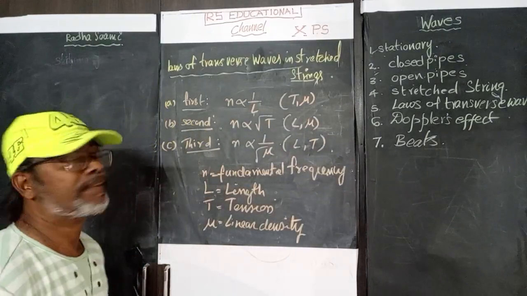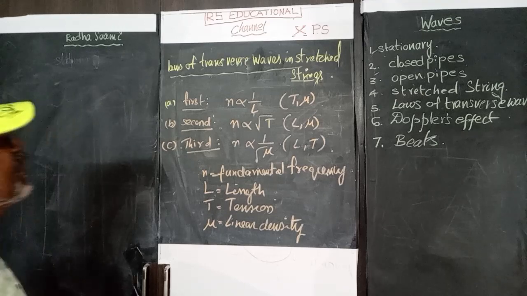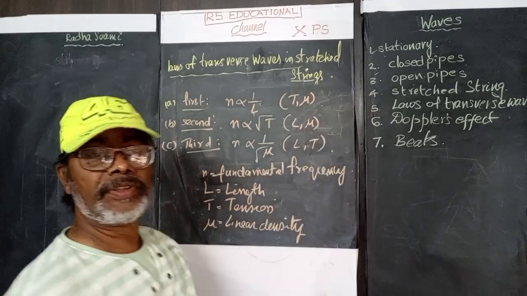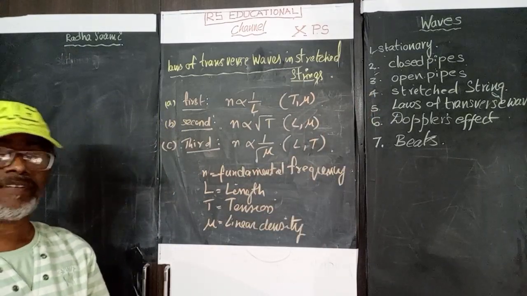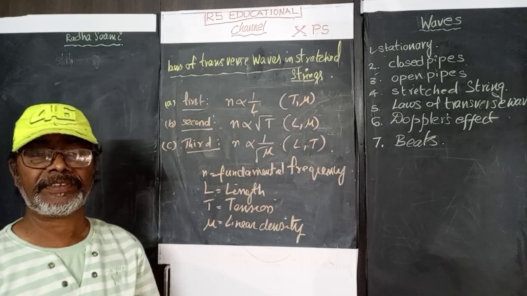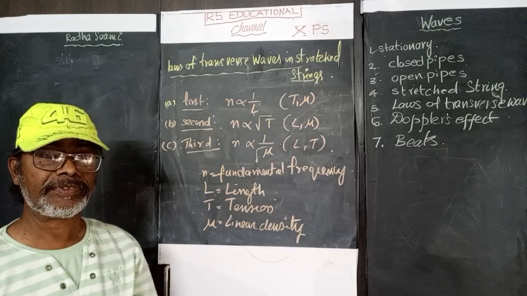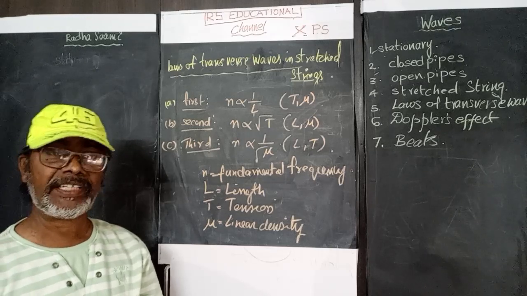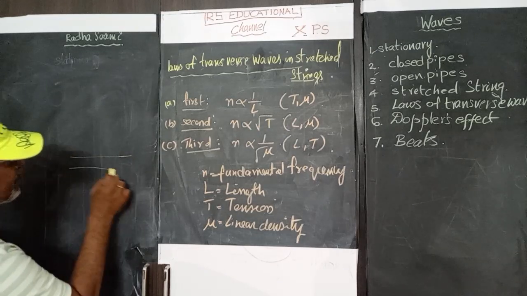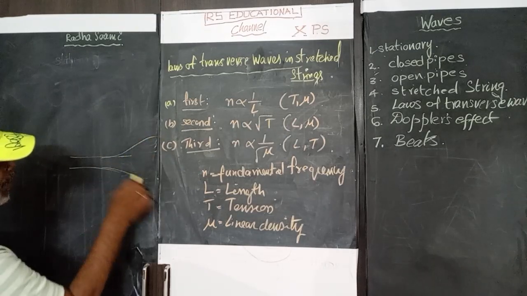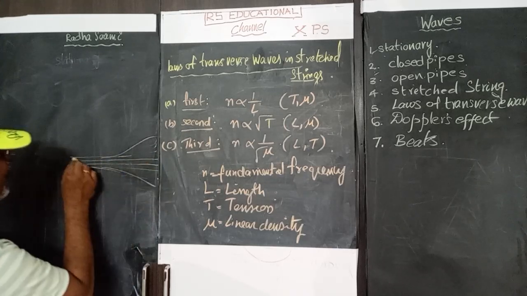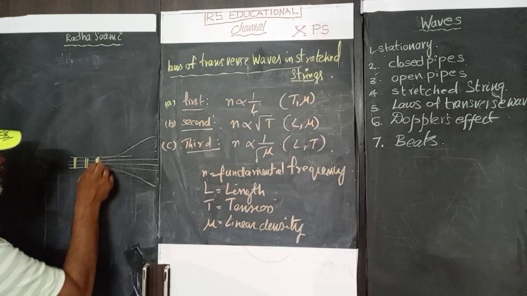Now we are going to see laws of transverse waves in stretched strings. Fourth one is, what are the laws governing the stretched strings? Already I told you the example that stretched strings we can observe in violin, guitar and all those things. So if we observe the guitar and violin, we can have chords like this. Suppose this is the guitar. Now here we can have strings, stretched strings like that.